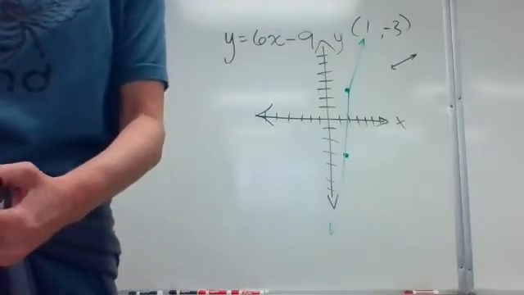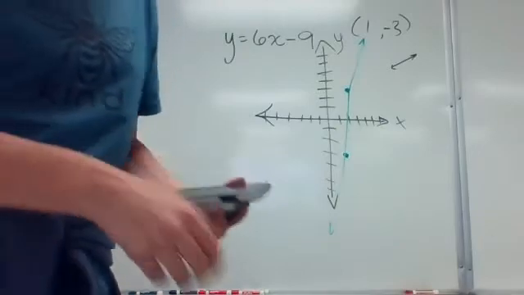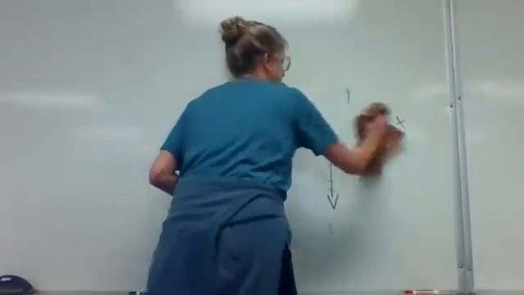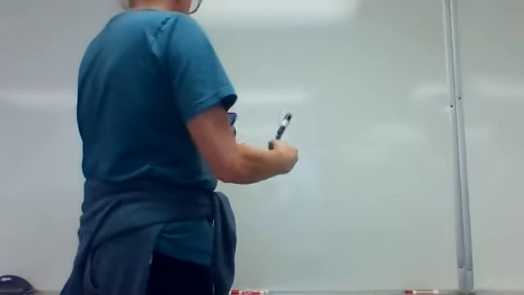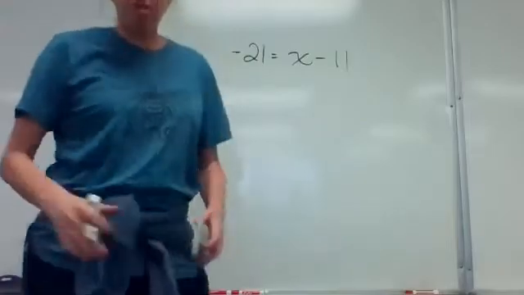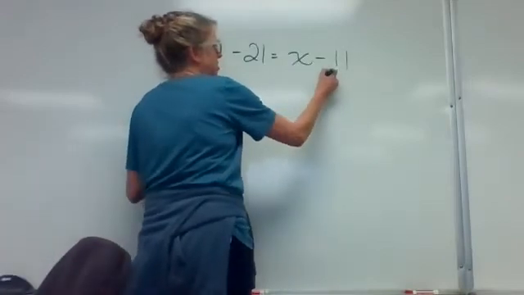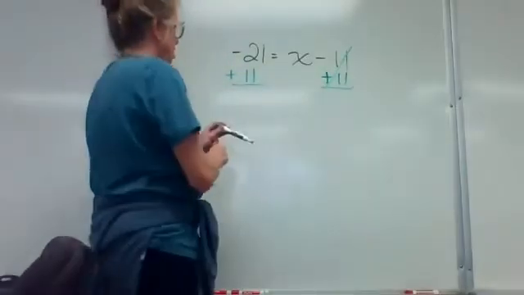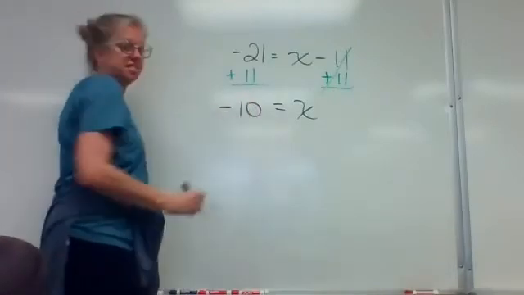Okay, number 2. Solve using the addition principle. -21 equals x minus 11. So all I'm doing is getting the x by itself, which means get rid of the -11 with a +11. So x equals -21 plus 11 gives me -10.